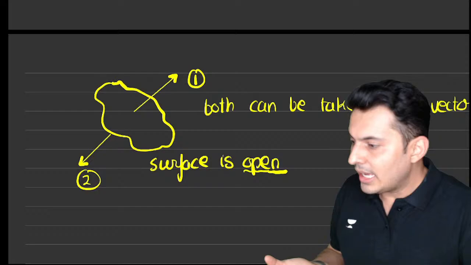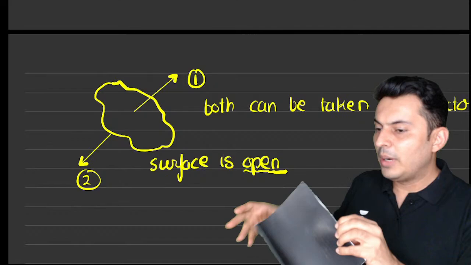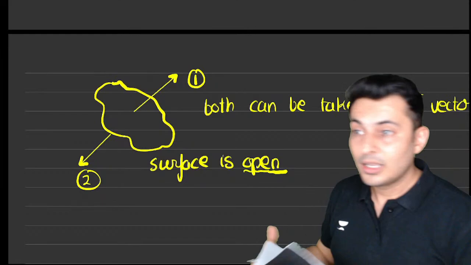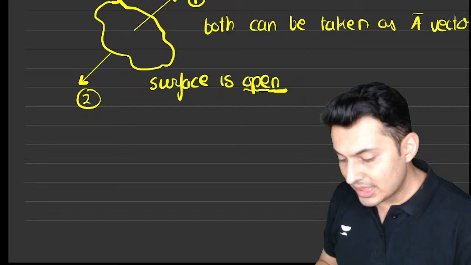Like for example, I can take this notebook, this particular page, or this complete notebook as a whole. It's an open surface because there is a perimeter to it. Okay, it is not closed. So what is the example of the exact other type of surface? That is basically called the closed surface.